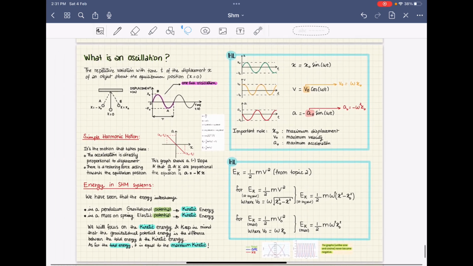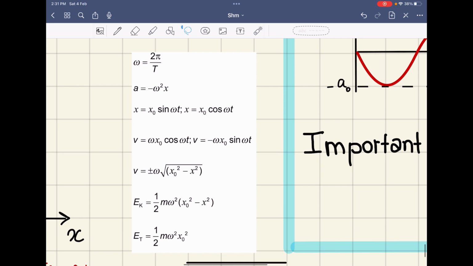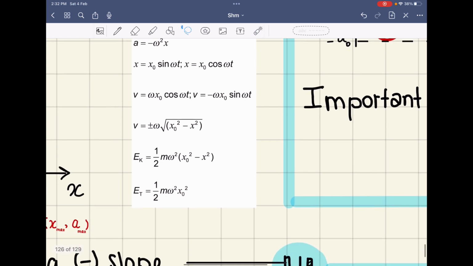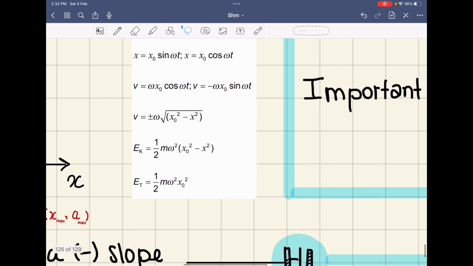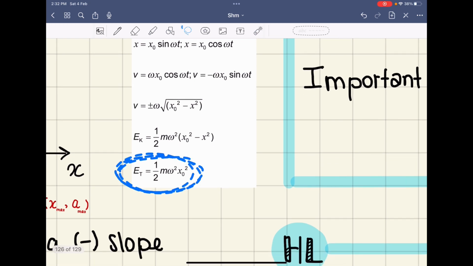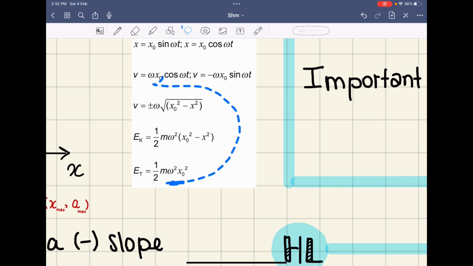These are the equations in the data booklet. Omega is 2 pi over T. This represents a max, which is minus omega squared x. x is x0 sine omega t. v is omega x0 cosine omega t. And a is not given, but anyway, you don't need it. This is for the maximum energy that the system will have. Mind you that this one is the maximum v to the power of 2.